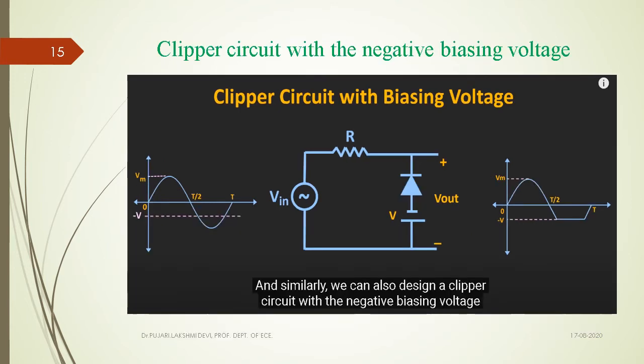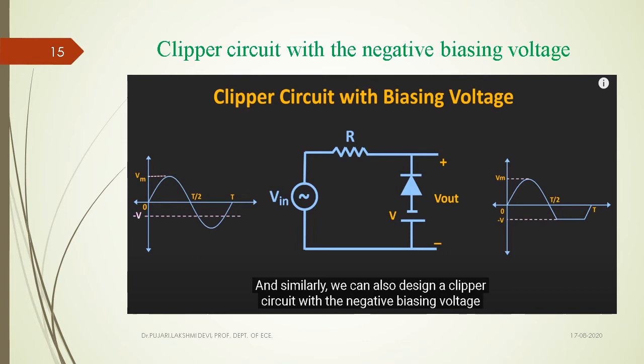In a similar way, we can observe here a clipper circuit with a negative biasing also. In the last case we observed a positive biasing, that is, the positive terminal of the voltage source we had given to the anode, and here we are observing a different phenomenon, clipping the negative half cycle by applying a negative bias voltage. How is it? Let us see here.